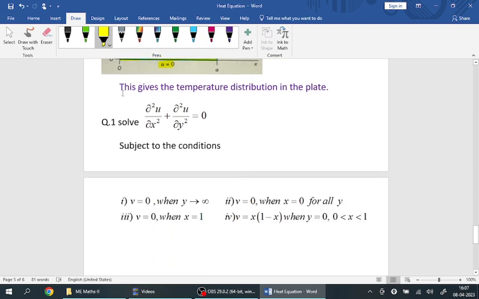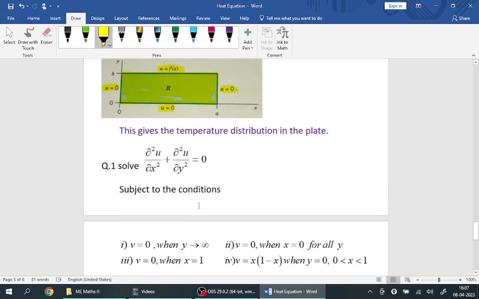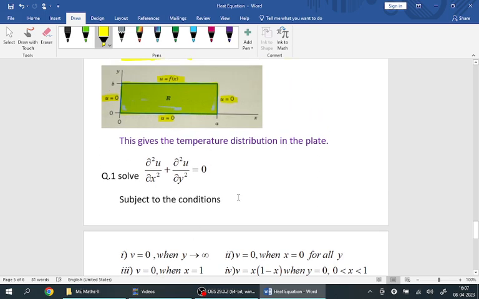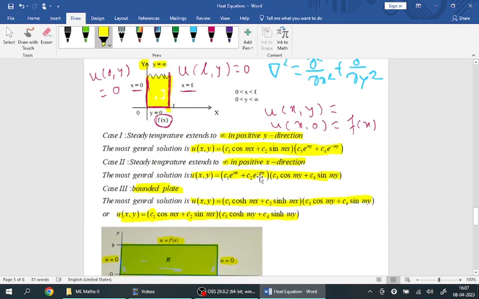So here is the Laplace equation, ∂²u/∂x² + ∂²u/∂y² = 0. It is a two-dimensional heat flow equation where we are given four conditions. We are given u equal to 0 when y is infinity, and u is 0 when x is 0. So when y is infinity, it means it is unbounded along the y direction. Y can take the infinity value also. Which case is it? The case one only.